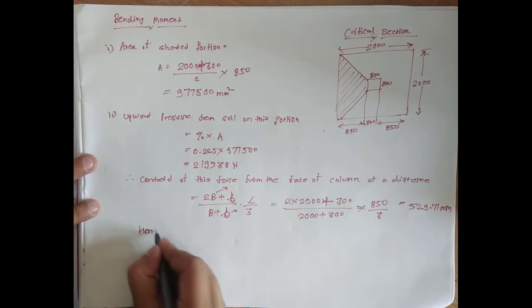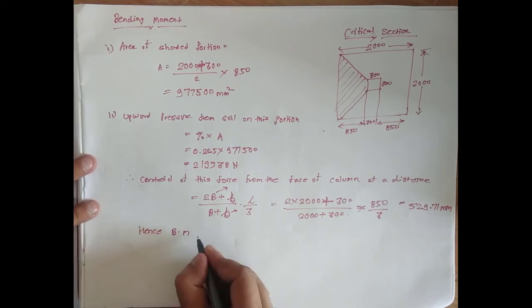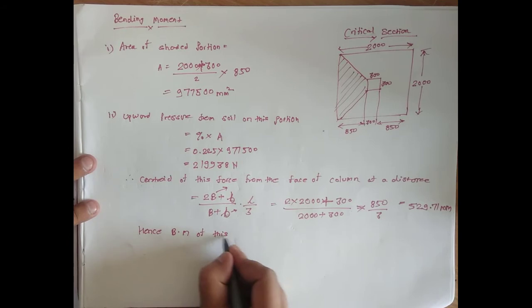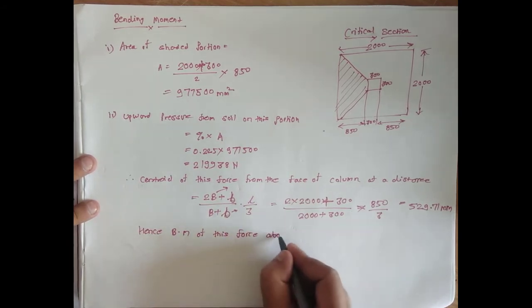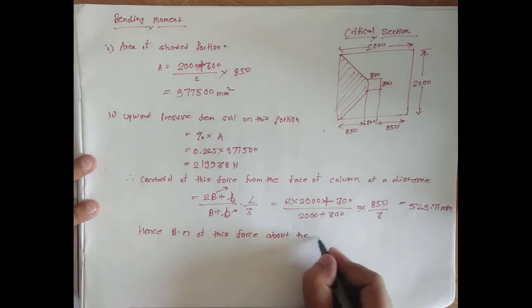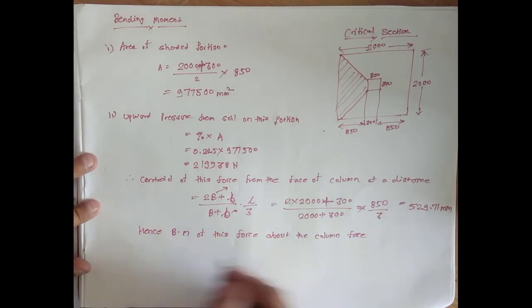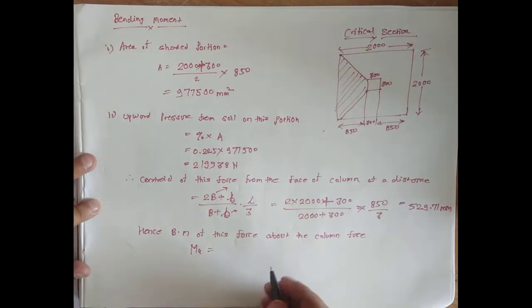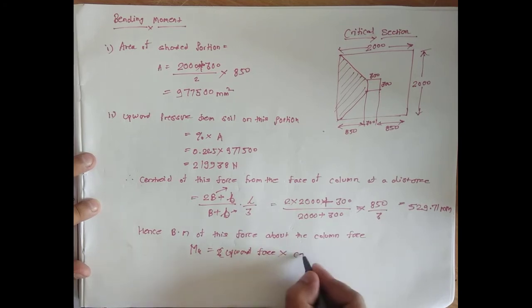Hence the bending moment of this force about the column face will be Mu equals load into perpendicular distance. So we have the upward force, which we write down, the upward force into the centroid distance.